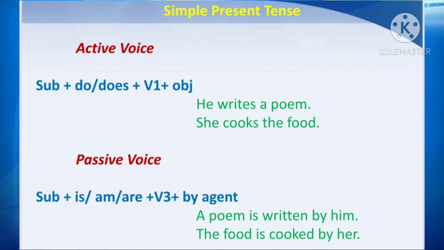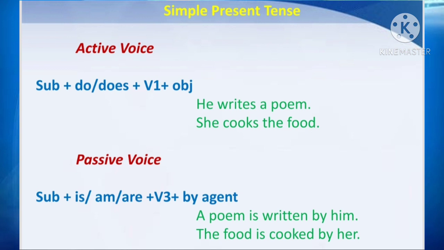So the subject here is a poem. A poem plus is, am or are. Here we can use is. A poem is written. Here V3 means past participle form of the verb. Write, past participle, is written. Plus by agent. By whom? Who is doing the action? That is by agent. By him.